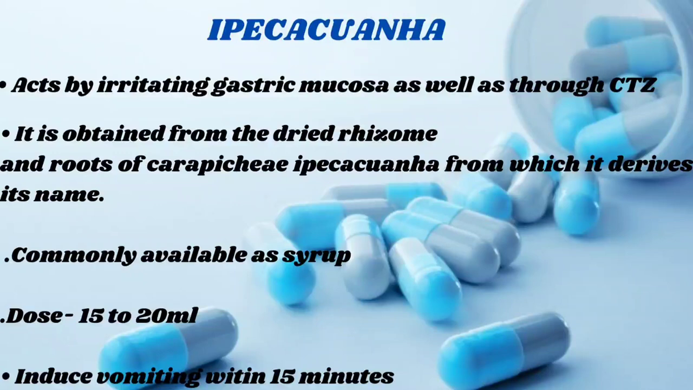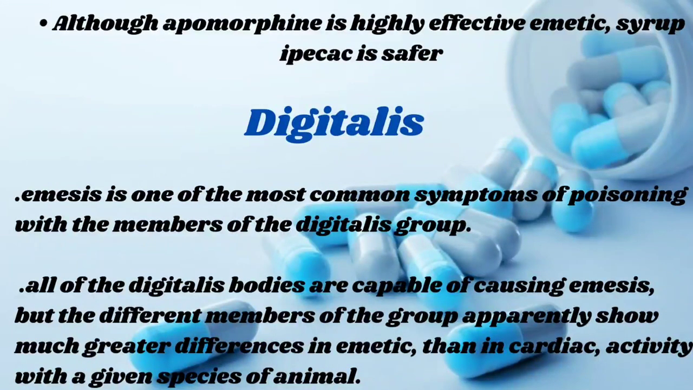Ipecacuanha acts by irritating gastric mucosa as well as through the CTZ. It is obtained from the dried rhizome and roots of Cephaelis ipecacuanha, from which it derives its name. Commonly available as syrup, dose 15 to 20 ml. It induces vomiting within 15 minutes. Although apomorphine is a highly effective emetic, syrup ipecac is safer.